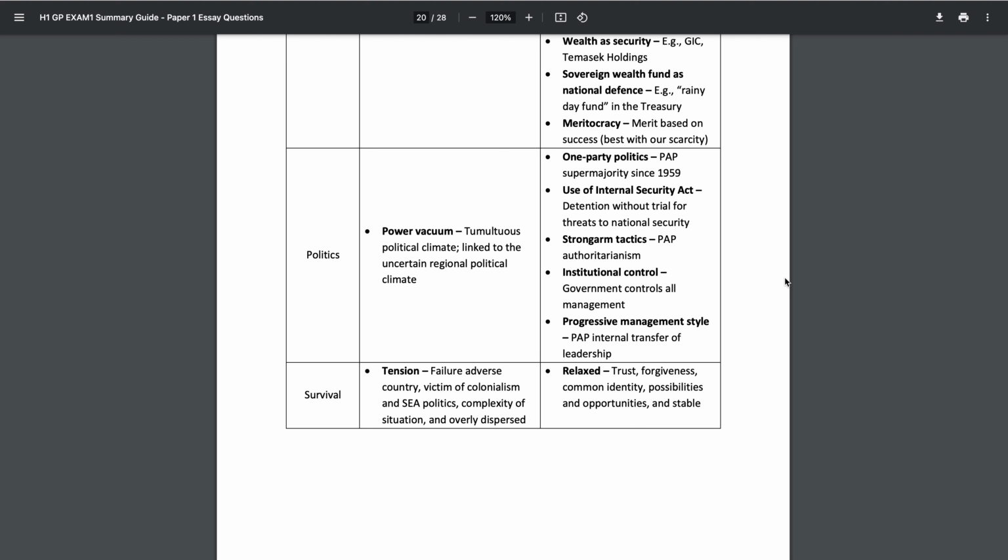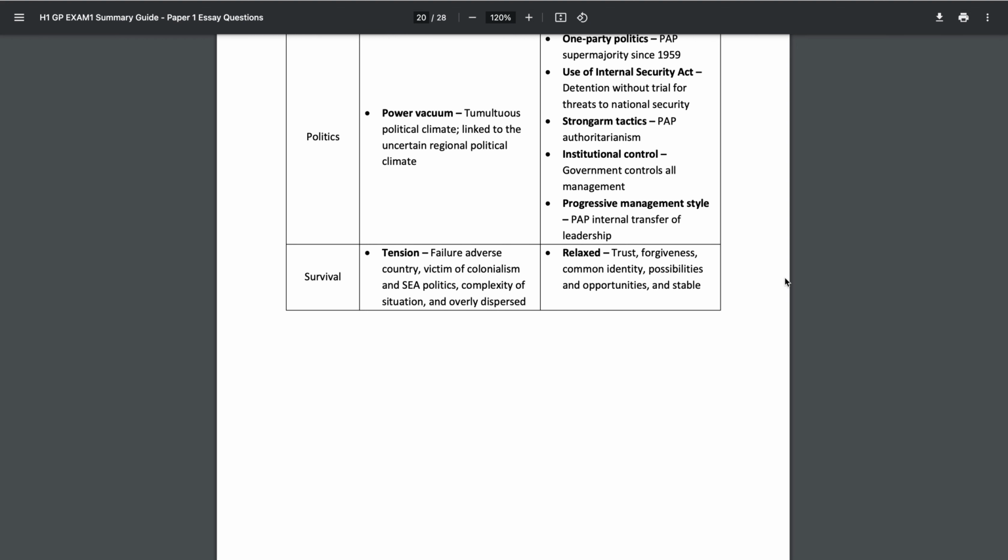But attitudes are changing. So this is the today context. I'm not going to speculate about the future because I don't know. But all I know now is that this idea of politics has been very successful. Okay, and progressive management ensures that PAP continues to transfer leadership to the younger generations. Institutional control ensures that every part of the government, every part of the public service is controlled so that nothing goes awry. Okay, and last but not least, survival.